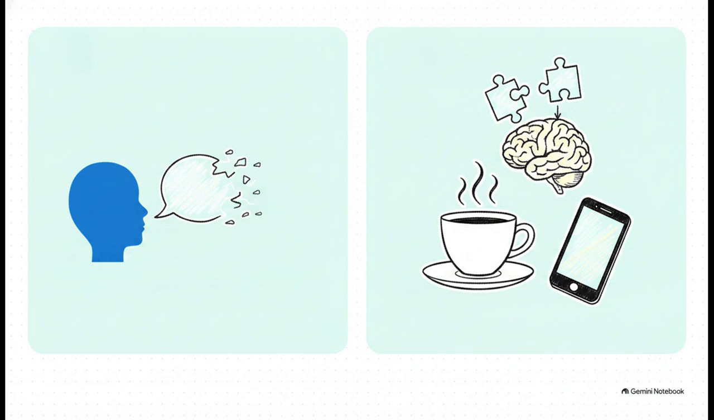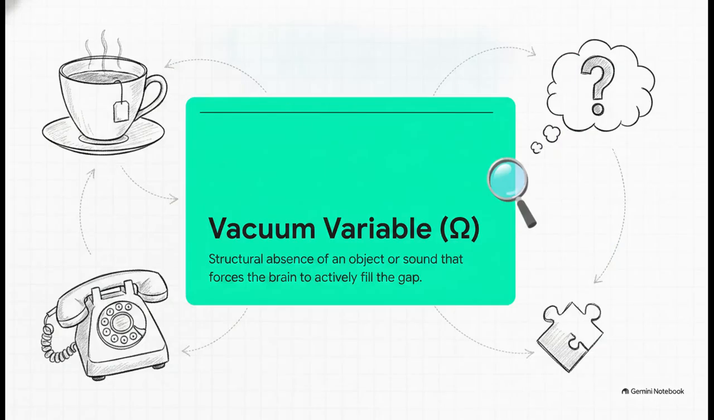Now compare that to the shown mode, which uses objective projection. 3:40 a.m., tea untouched, edge cooling, phone placed screen up in the center of the table. Notice how there isn't a single emotional label there? The abstract word longing is completely suppressed. Instead, you get raw physical data. Your brain has to look at that cooling tea and the screen up phone and actually build the feeling of desperate anticipation itself.